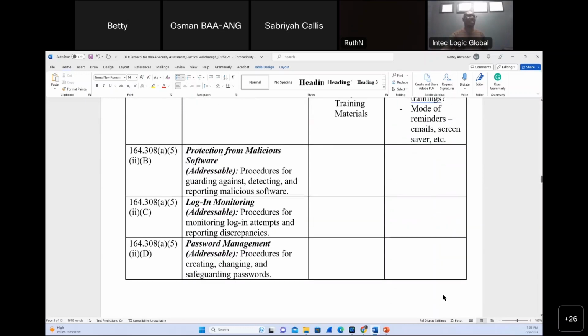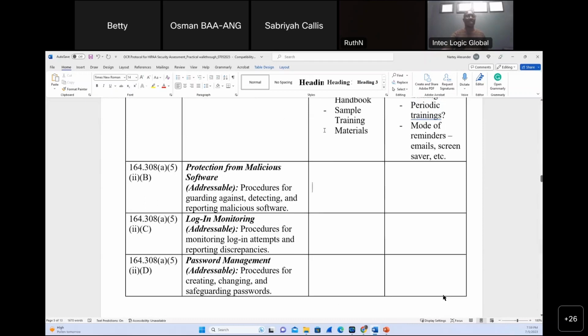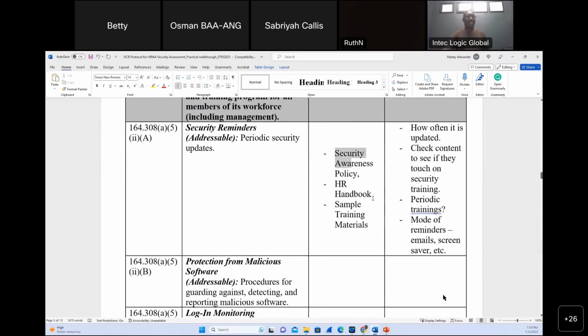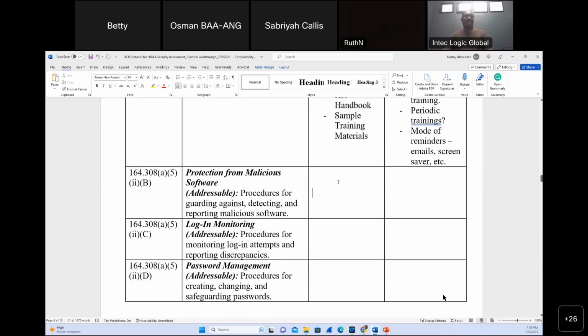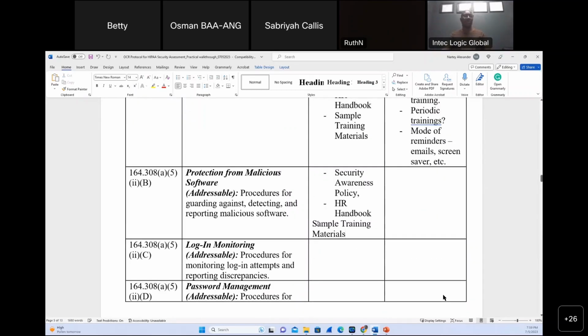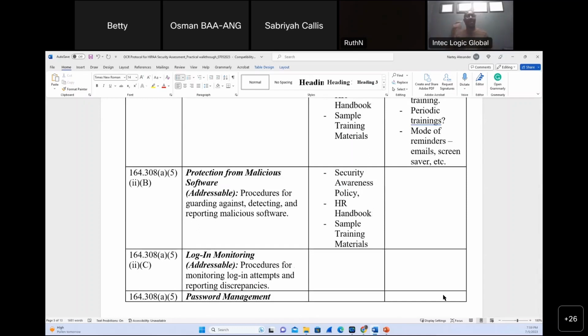Good. The next one is protection from malicious software. What documents? Do you all agree that it will be the same document here? Yes. It could be the same document here that has some of the information you are looking for, right? You can check what type of training addresses how the workforce will be able to guard against malicious software. So it's very, very important.